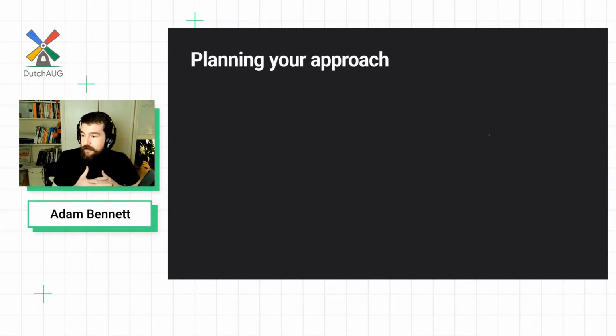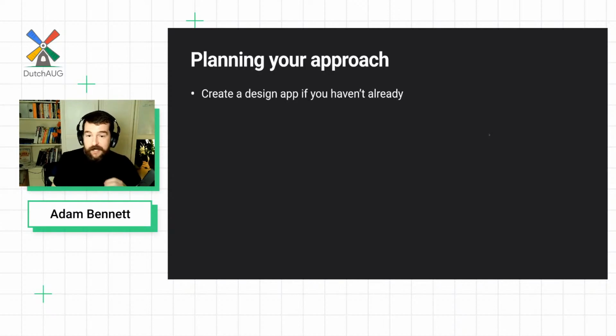So you've seen a lot of stuff about Jetpack Compose. You've decided you're kind of sold on it. You decided you want to use it at work. Where do you start? The first place to start is really planning your approach, because these things are really big refactors. And if you only take one takeaway from this talk, the one that I most recommend is creating a design app if you haven't already.